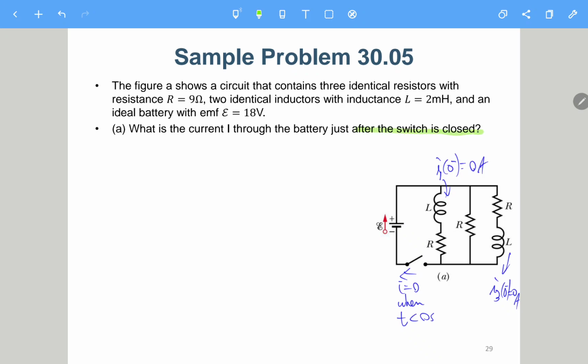Which means that after the switch is closed, at t equals 0 plus second, this should be I1 at 0 plus. This is continuous for the current of the inductor, for these two paths. I3 at 0 plus is also 0. It shouldn't be any. But for this resistor, the current doesn't necessarily have to be continuous. So after the switch is closed, it should be something like this.